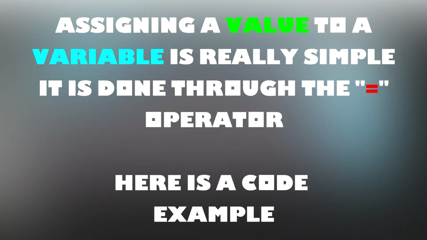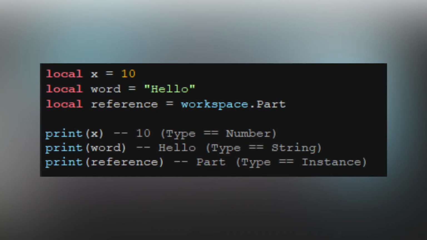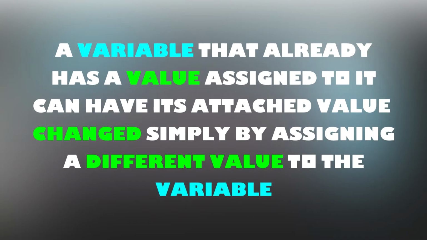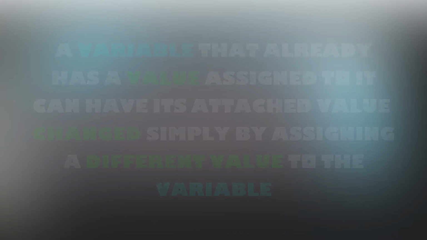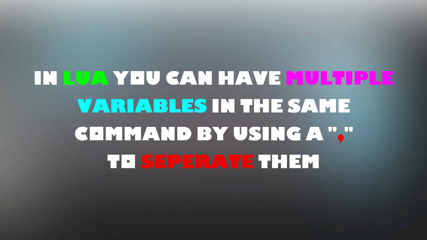Assigning a value to a variable is really simple. It is done through the equals operator. Here is a code example. A variable that already has a value attached to it can have its attached value changed simply by assigning another value to the variable. In Lua, you can have multiple variables in the same command by using a comma to separate them.